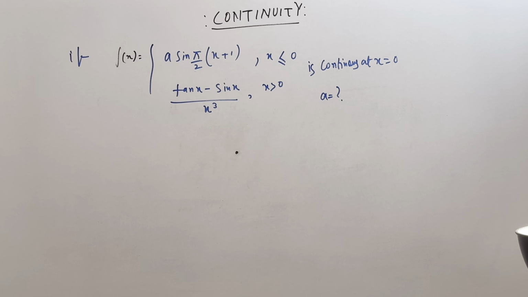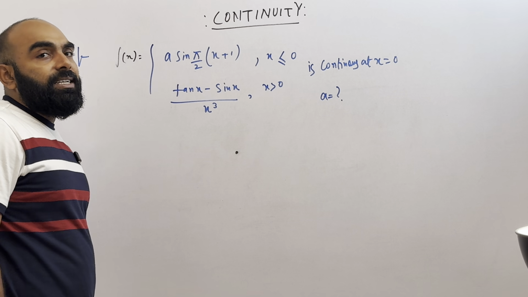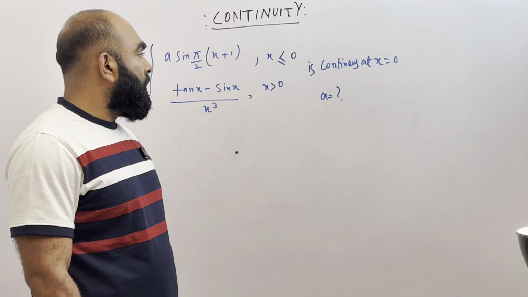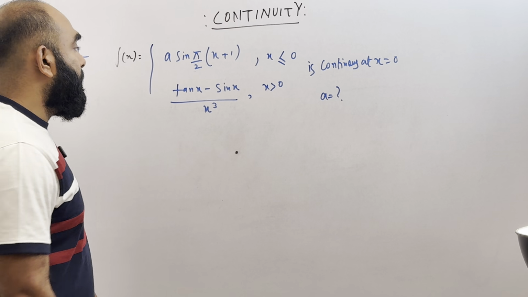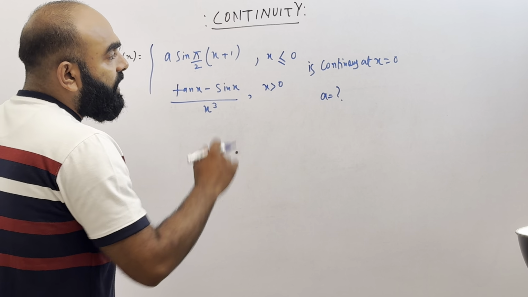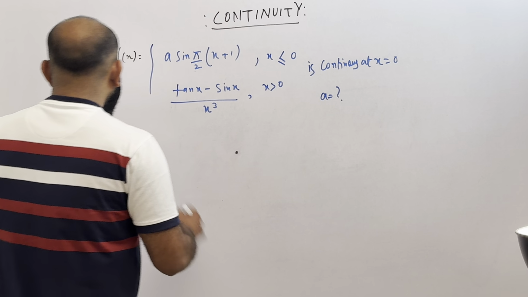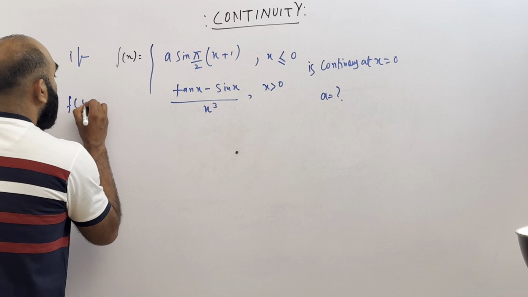Sir, f of x is equal to a into sine of pi by 2 into x plus 1. This function is valid when x is less than or equal to 0. And f of x is equal to tan x minus sin x by x cube. This function is valid when x is greater than 0. So we have to find the unknown, which is nothing but a. We'll go with the basic one. Sir, first find f of 0.